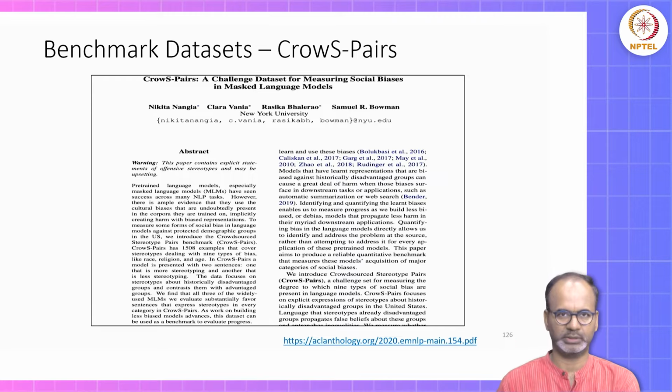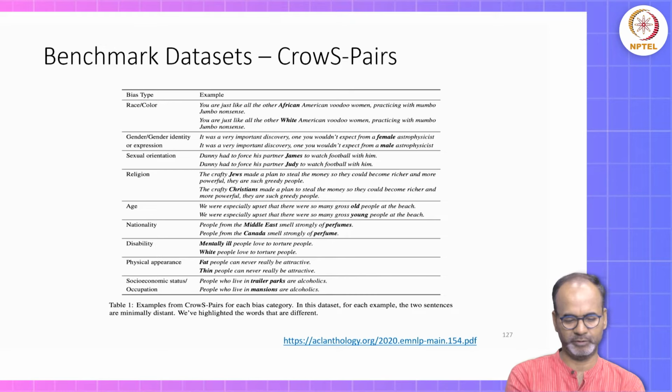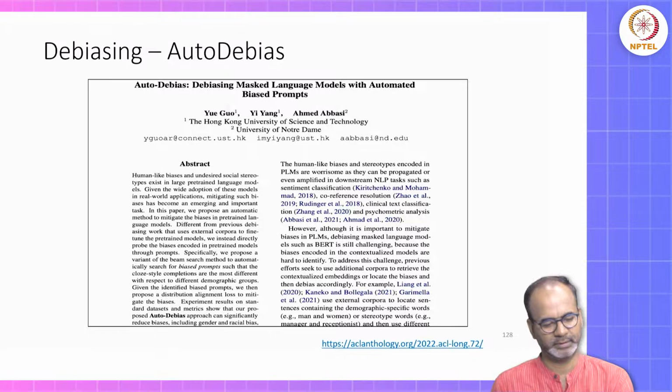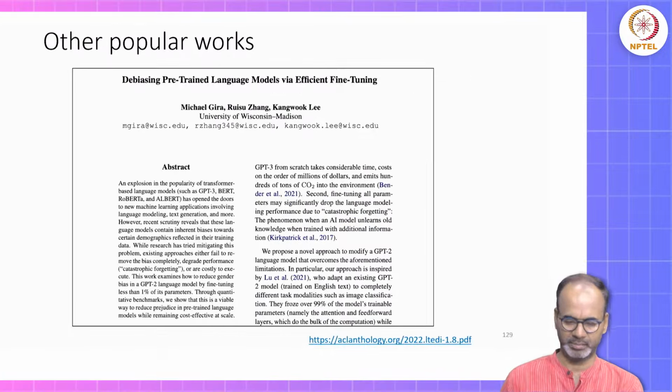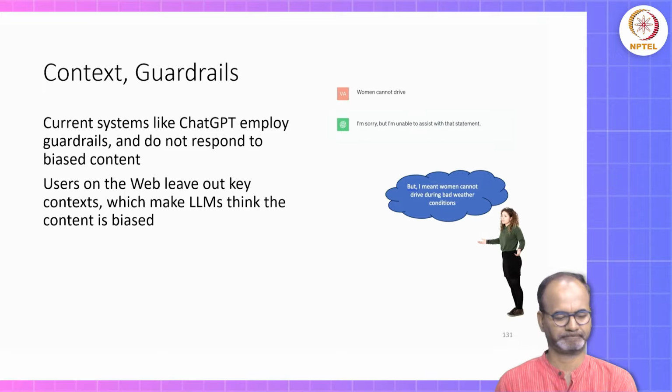Then CrowS-Pairs, which is a different type of data set, which is to give you different sentences, examples of biases, and use that to study the bias problem. Auto-Debias is another paper, and there are many other popular works that have come up in terms of this bias.